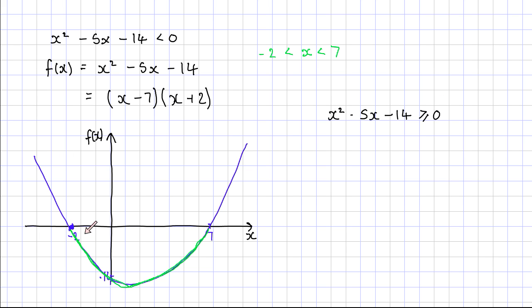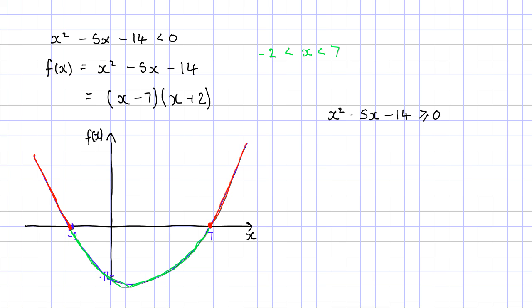And this is actually the graph of that. So where is it more than or equal to 0? I can see that for x values that are less than minus 2, it's more than or equal to 0. And also for x values that are more than 7, it's more than or equal to 0, because it's above 0 here. So I'll show that using a different color. So it's this section here that I'm looking at, and also it's including the 7, and it's also this section here that I'm looking at, and it's including the minus 2.